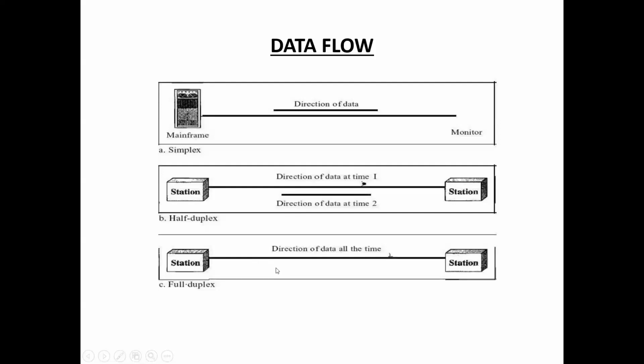Next, full duplex. In full duplex, both stations can transmit and receive simultaneously. That means station 1 sends the data at time 1, and station 2 also sends the data at time 1. That is the difference between half duplex and full duplex. In half duplex mode, each station can both transmit and receive, but not at the same time. In full duplex mode, both stations can transmit and receive the data simultaneously.